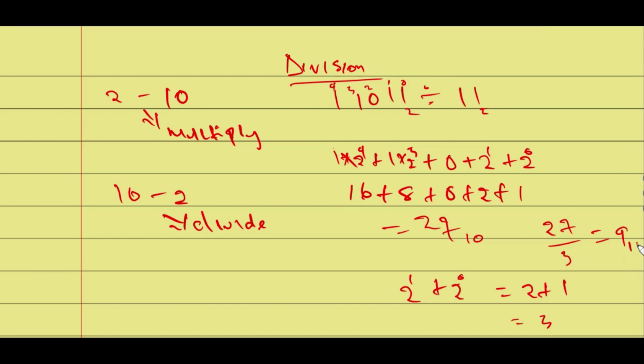This is 9 in base 10. Now we're going to convert this 9 back to base 2 to verify our answer. Remember, when we're converting from base 10 to base 2, we're going to divide. What it simply means is you're going to be dividing by 2 until you reach 0.